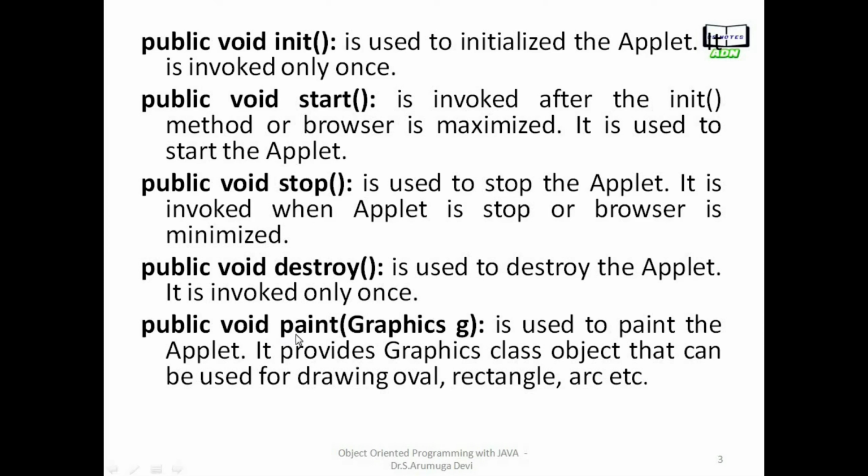The paint function is supported from the AWT package. This creates an object for graphics. Here you can create all the drawings and animations. It is used to paint the applet. It provides a Graphics class object that can be used for drawing things like ovals and rectangles.